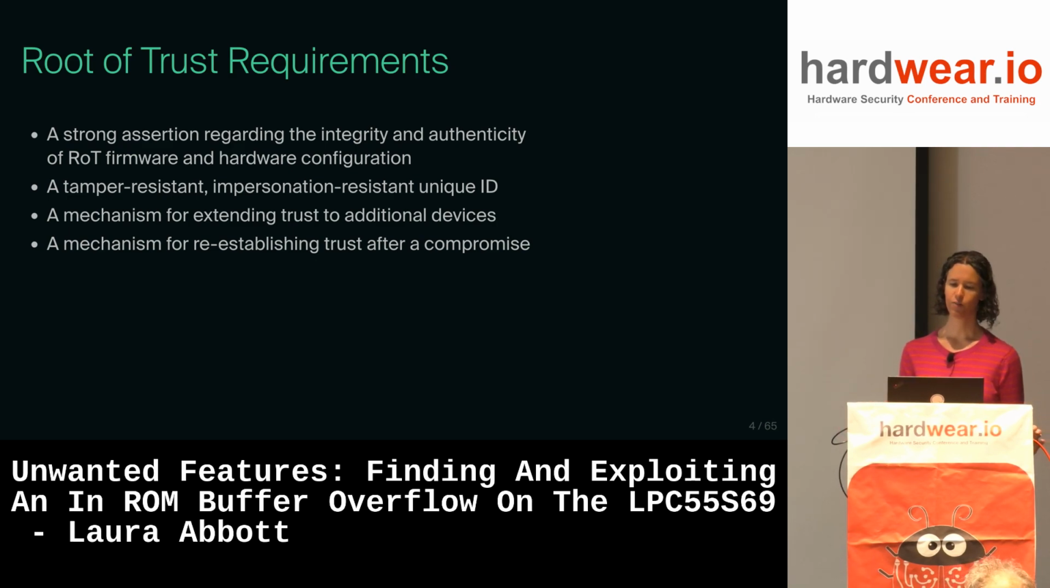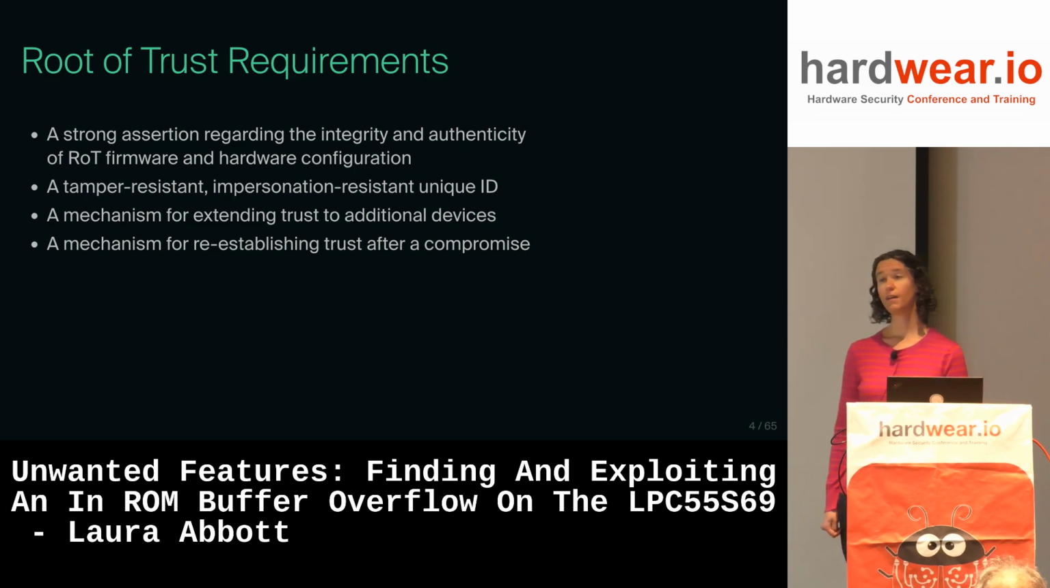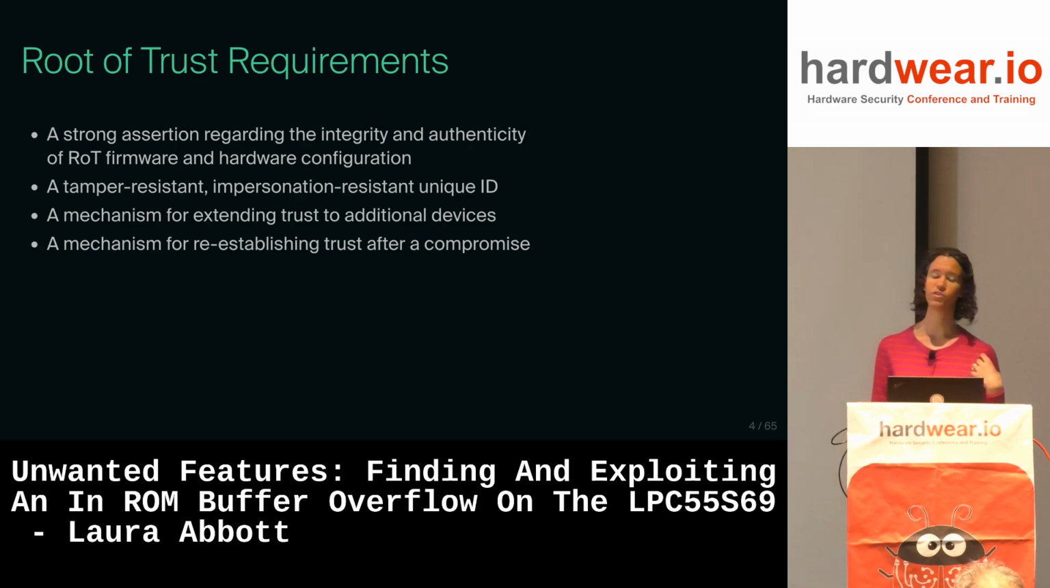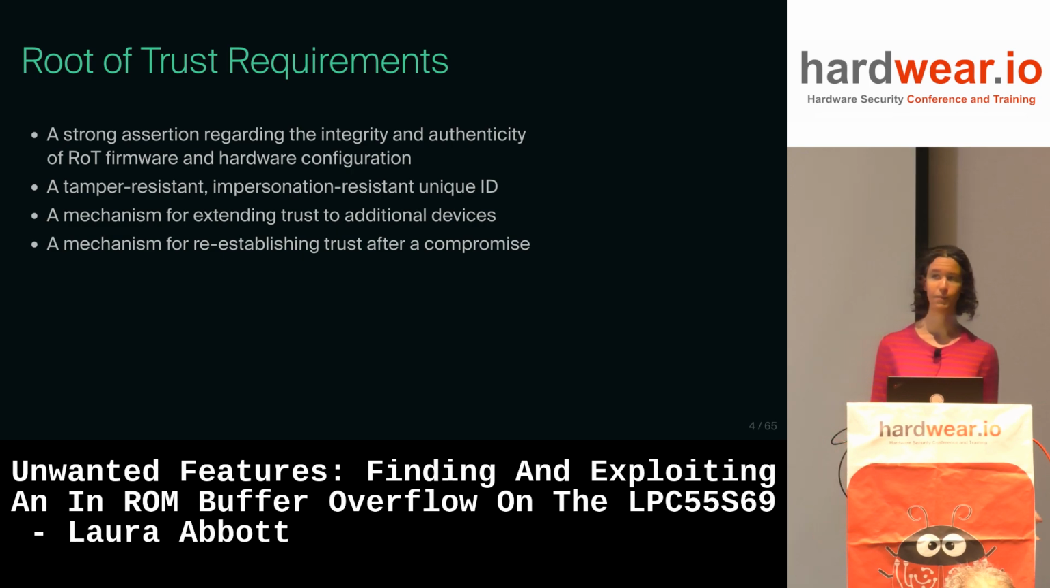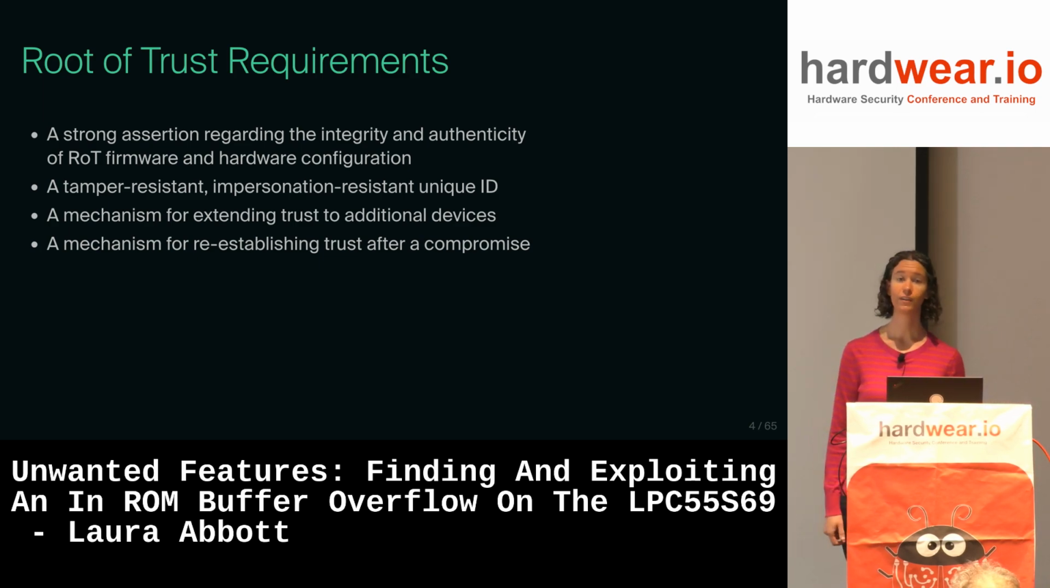When it came time to select hardware for our root of trust, we had some pretty specific requirements. We need to make a strong assertion about the integrity and authenticity of what code is going to be running on our root of trust. There needs to be a unique ID to be able to do our measurement. And then we need a way to extend the trust across all parts of the system and then be able to reestablish trust if other parts of the system become compromised. Other features you might think of, such as cryptographic accelerators, were considered nice to have, but not strictly necessary.